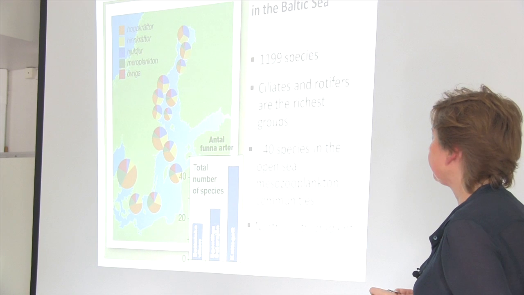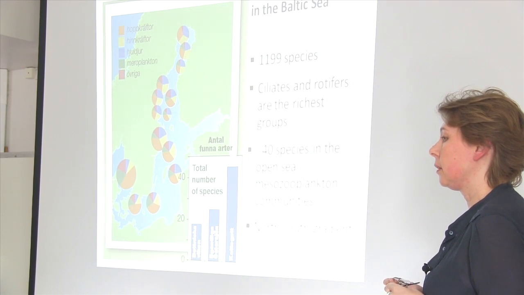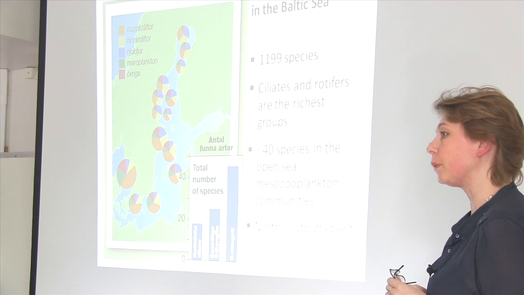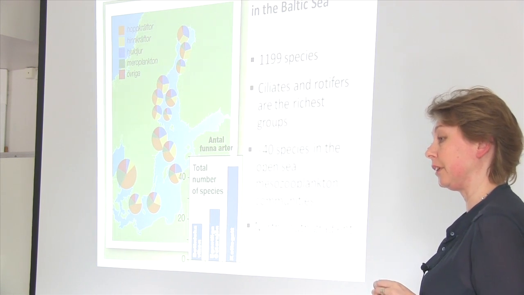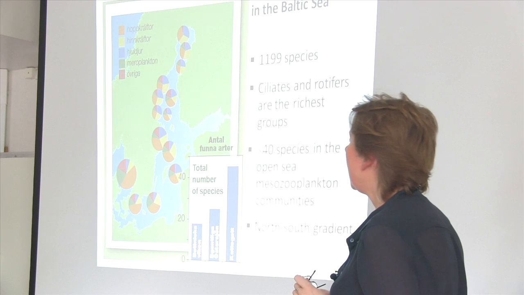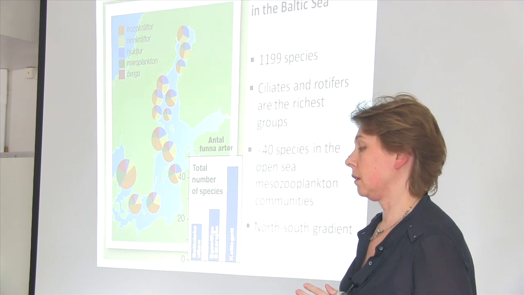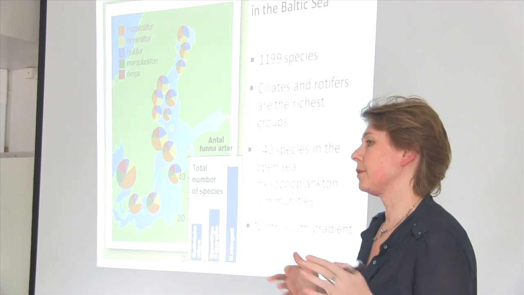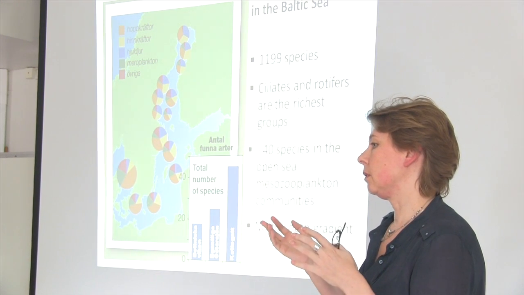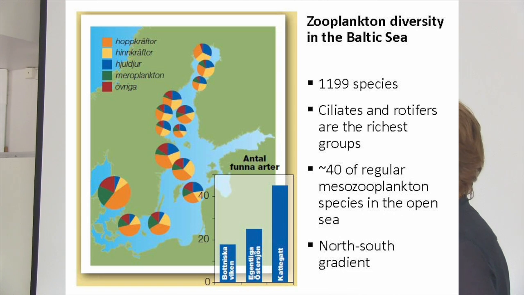Zooplankton diversity. The number of species in the Baltic Sea, as you have heard, is lower than in marine systems. That's a real main paradox. A recent review covering all zooplankton, including microzooplankton, rotifers, ciliates, and mesozooplankton species, encountered about 1,200 species in the Baltic Sea, which is quite substantial.